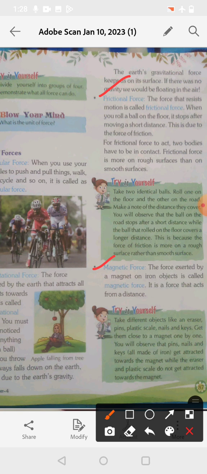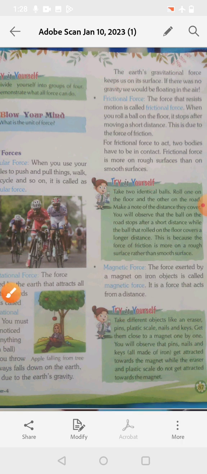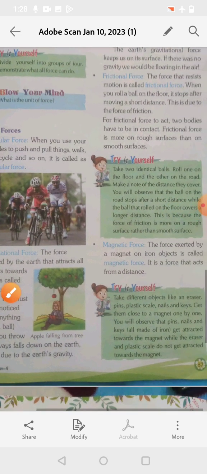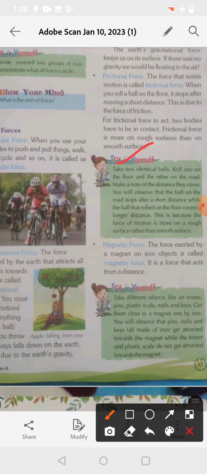Okay, now here are the Try It Yourself activities that you have to do by yourself. So in the first one, what to do, I will explain to you. Take two identical balls, roll one on the floor and the other on the road. Make a note of the distance they covered. You will observe that the ball on the road stops after a short distance, while the ball that rolled on the floor covers a longer distance. This is because the force of friction is more on a rough surface than on a smooth surface. Right? You have to try this and see.